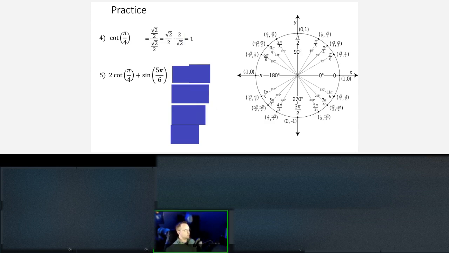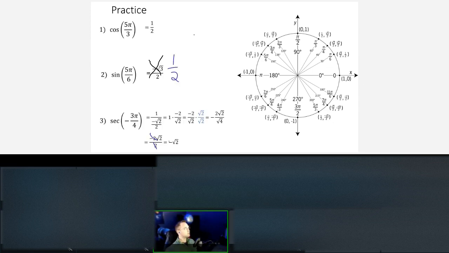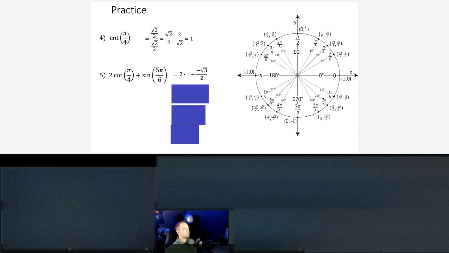Yep, so that is 1. Okay, so number 5. You're just filling in the stuff that we've already calculated. We got 2 times the cotangent of pi over 4, so we know that's 1. So 2 times 1 plus the sine of 5 pi over 6. We know that to be negative radical 3 over 2. Unless I made a mistake on the previous page. Yeah, I did. Yep. This whole problem is wrong.